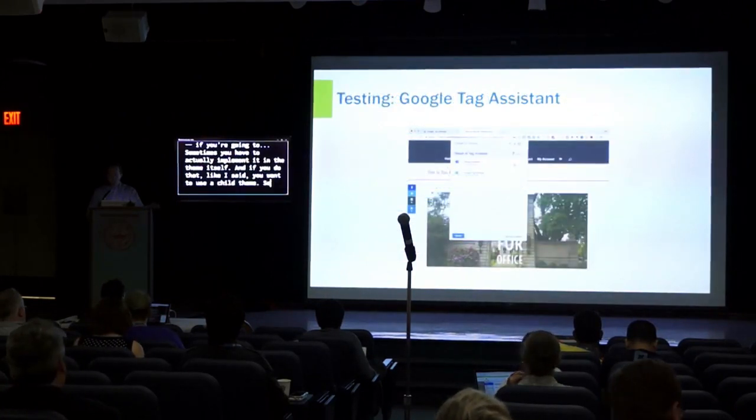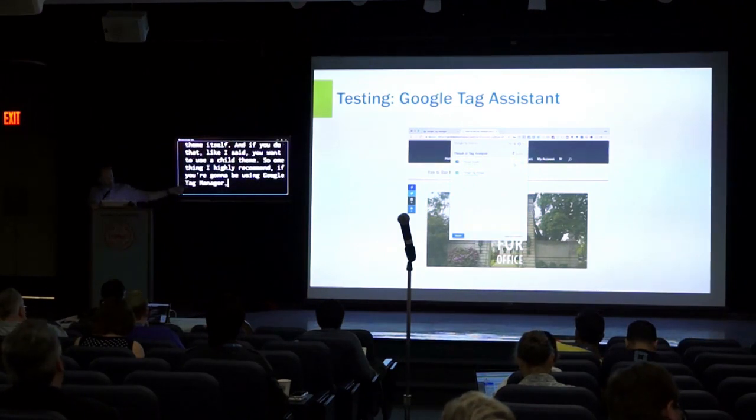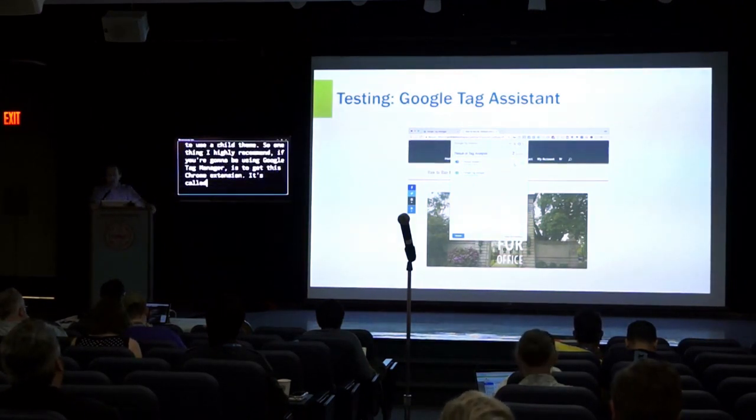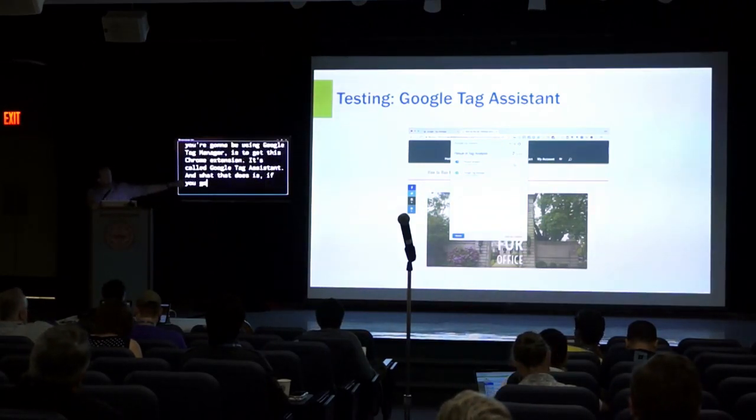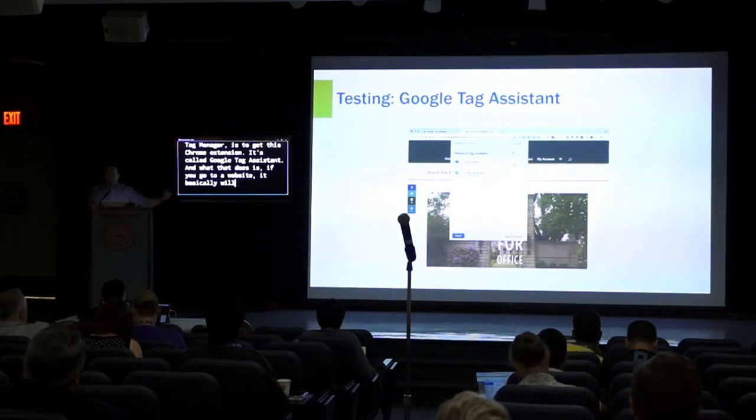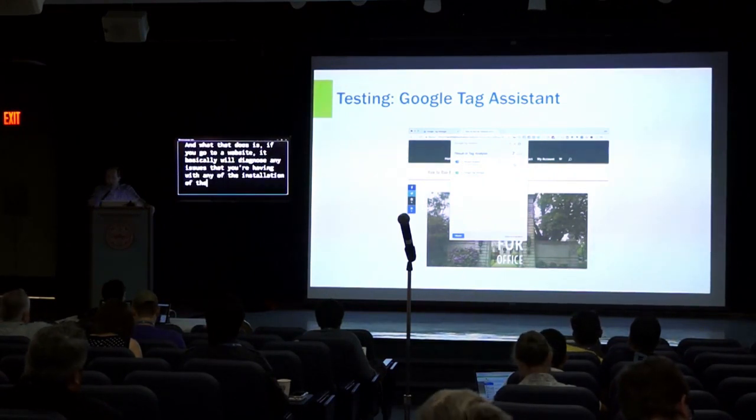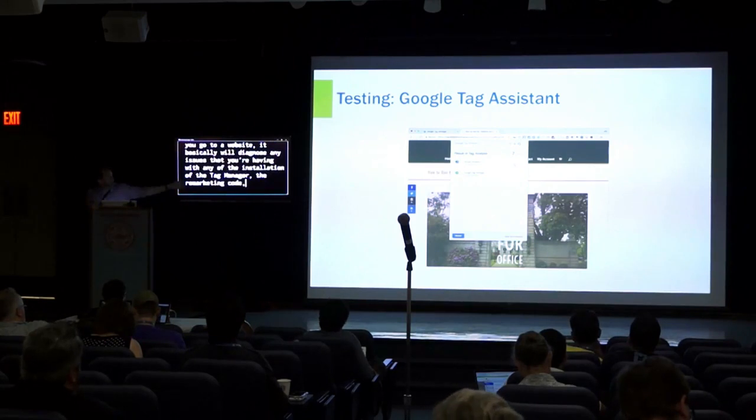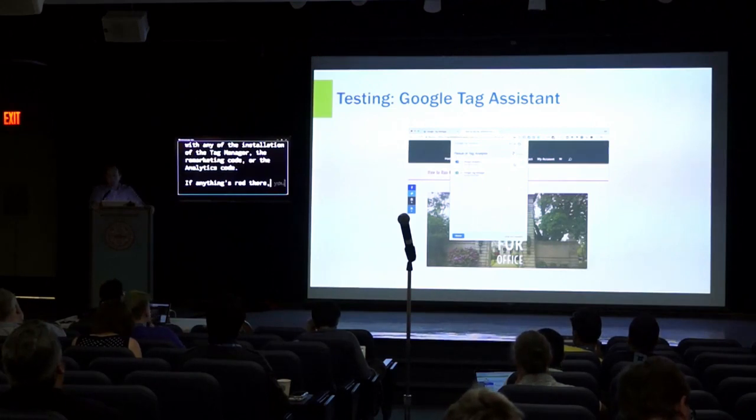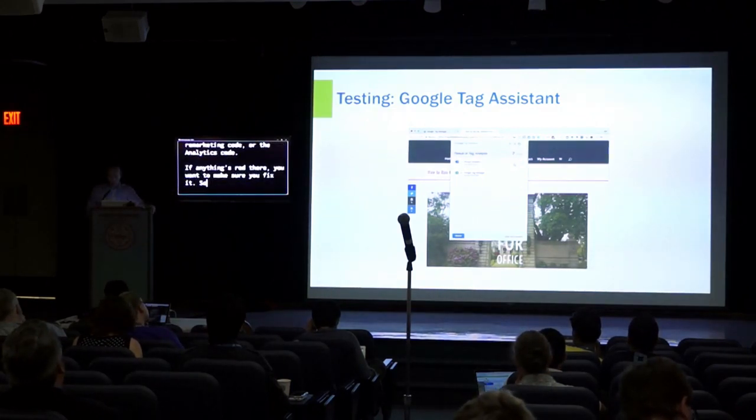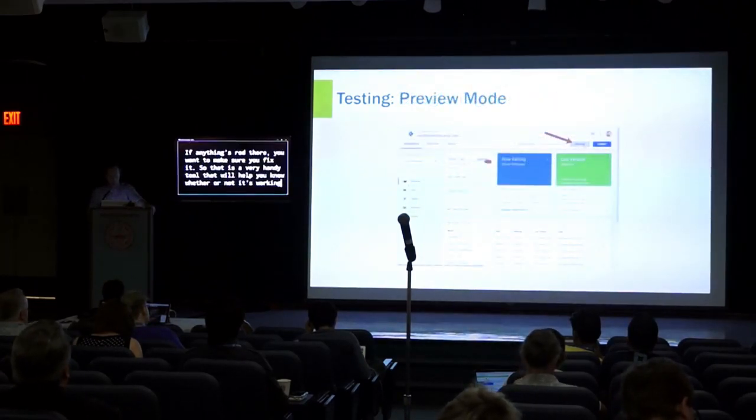One thing I highly recommend if you're going to be using Google Tag Manager is to get this Chrome extension. It's called Google Tag Assistant. What that does is when you go to a website, it will diagnose any issues that you're having with the installation of the tag manager, the remarketing code, or the analytics code. If anything's red there, you want to make sure you fix it. So that is a very handy tool that will help you know whether or not it's working properly.